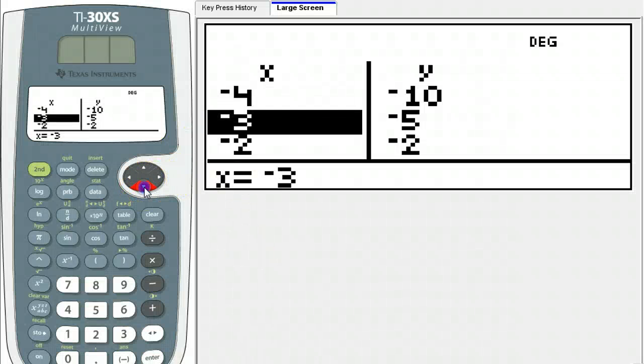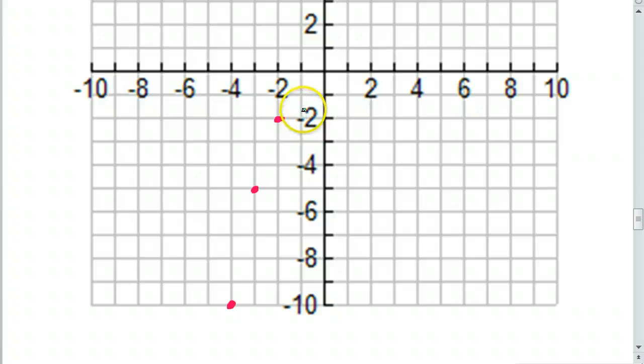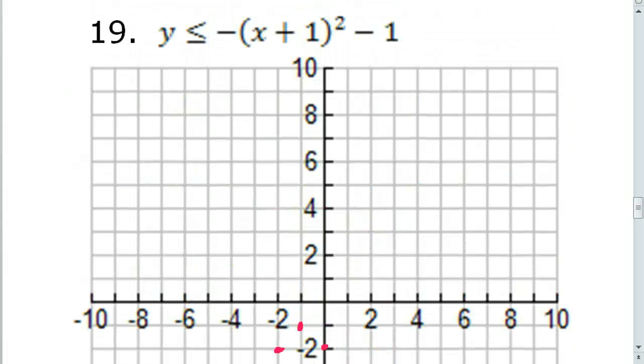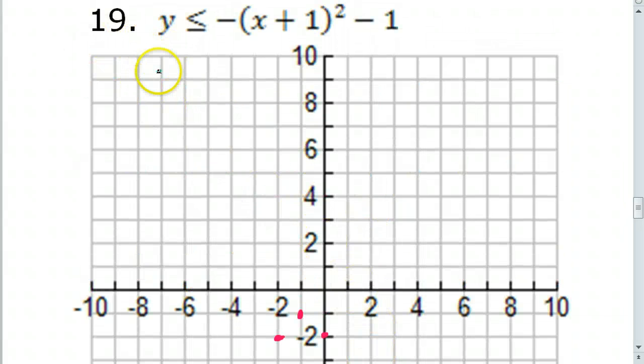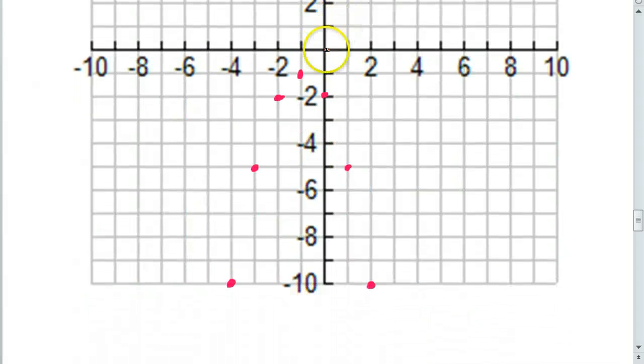After that, it's negative 1, negative 2, negative 5. I see what's happening now, mirror image wise, so I know the next one's going to be here. Now, this is a coloring one again. I can tell because it's got the Y in there. Is this going to be dotted or solid this time? Solid, because of the or equal to part of it. So go ahead and draw it solid this time.